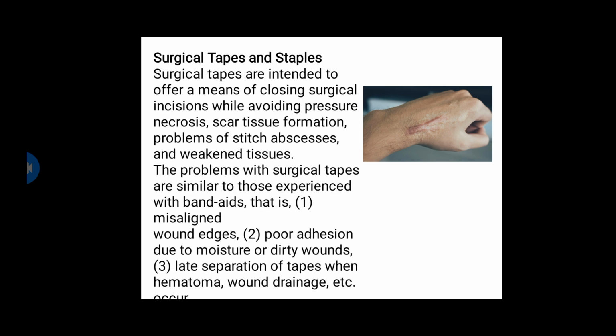So, the main risk of infection in sutures leads to pressure necrosis. Necrosis means cell death, which we learned in pathology and microbiology in semester 4 itself, and it forms scars and abscesses from having the suture. All these things are avoided by surgical tapes. But here also we have some problems.